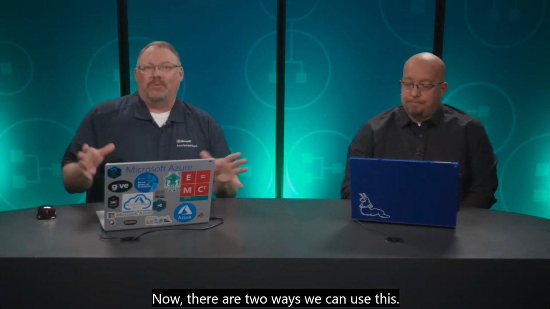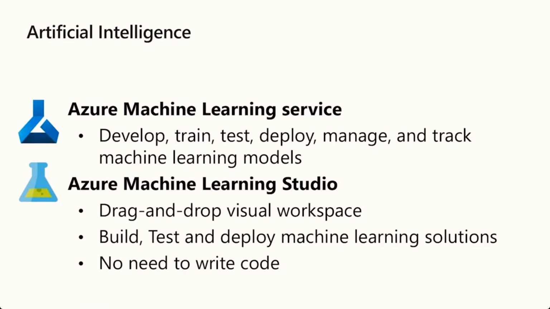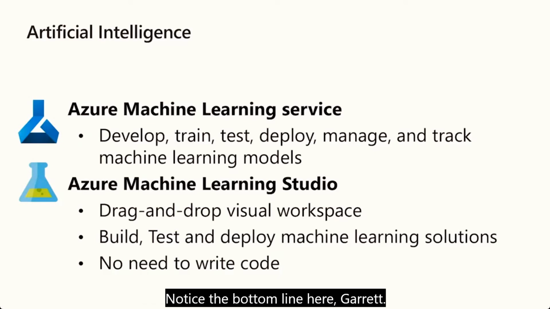Now, there are two ways we can use this. We have the Azure Machine Learning Service. Those are for our data scientists, for people who really need to get into the math behind this. They can develop, track, train, and make their own modules and models to work with it. And then there's the other one, Machine Learning Studio. Notice the bottom line here, Garrett: no need to write code, all right? That's us. It's a really great way to build and test these solutions.